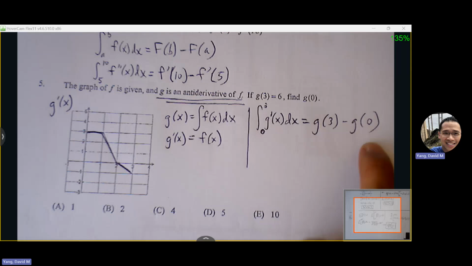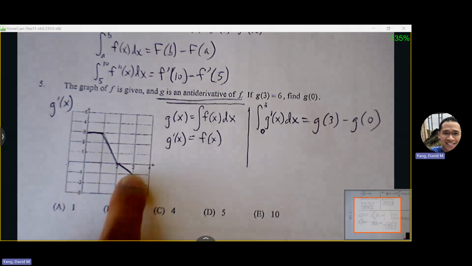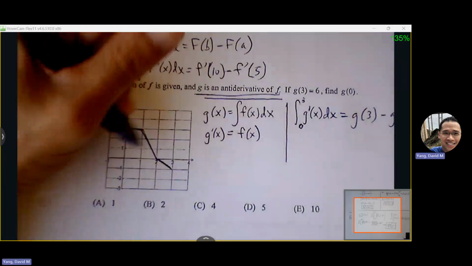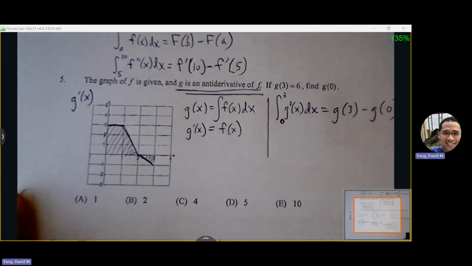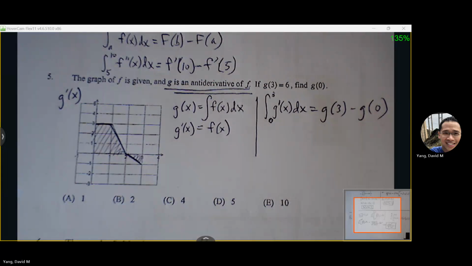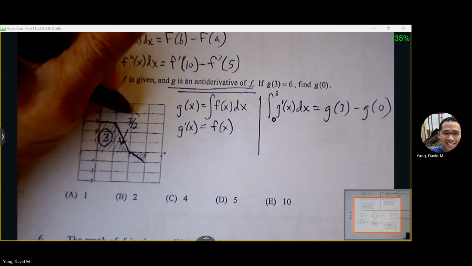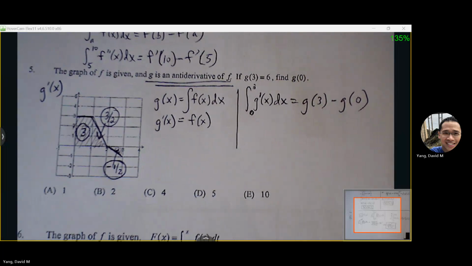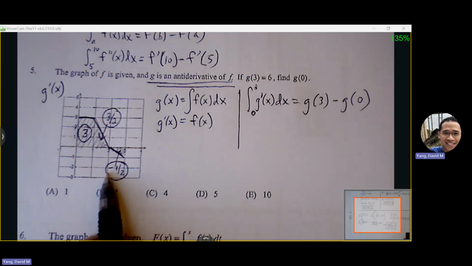We have G of 3, which is 6. We're looking for G of 0. And the integral from 0 to 3 of G prime is simply the area, right? Displacement, so positive and negative values we have to keep track of. Okay, so we've got a rectangle, a triangle, and a triangle. Remember, we're looking at the region between the graph and the x-axis here. Three plus 1.5 minus 0.5, which is 3 plus 1, which is 4.